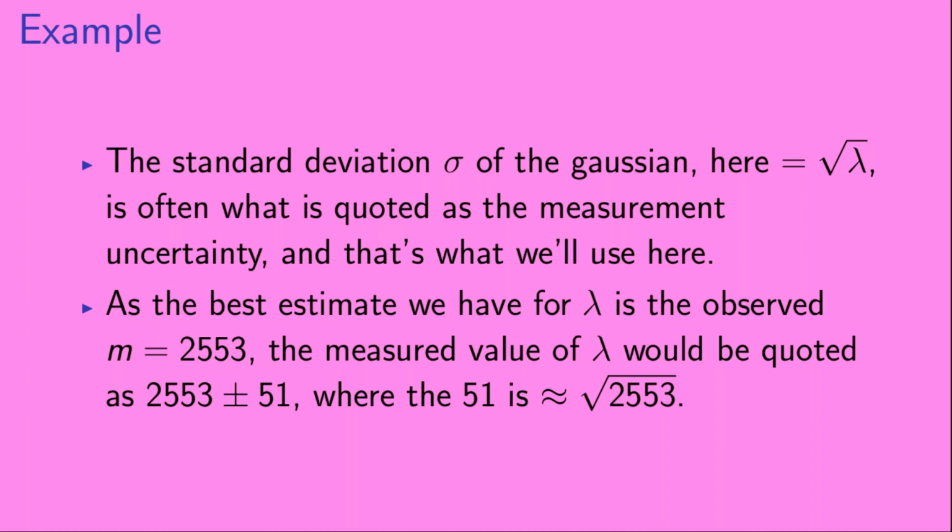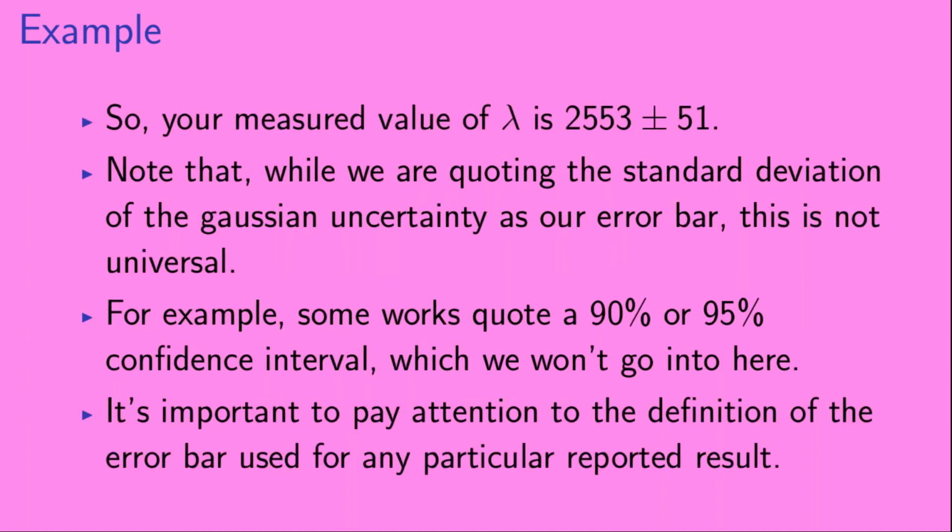As the best estimate we have for lambda is the observed m equals 2553, the measured value of lambda would be quoted as 2553 plus or minus 51, where the 51 is approximately equal to the square root of 2553. Okay, so your measured value of lambda is 2553 plus or minus 51. Note that while we are quoting the standard deviation of the Gaussian uncertainty as our error bar, this is not universal. For example, some works quote a 90% or 95% confidence interval, which we won't go into here. But it's important to pay attention to the definition of the error bar used for any particular reported result.